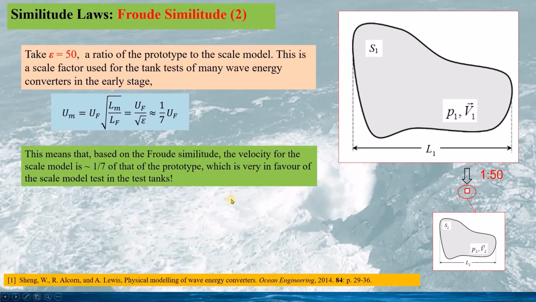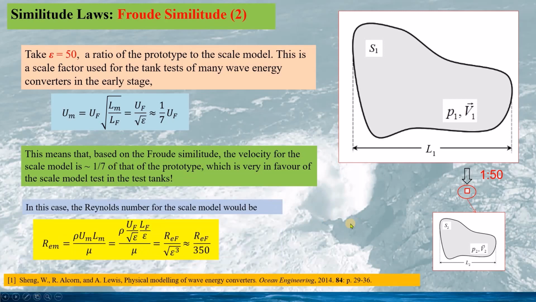So this means, based on the Froude similitude, the velocity of the scale model is about 1/7 of that of the prototype. This is very much in favor of the scale model test in the test tanks because we have smaller velocity. And based on this, we can calculate the Reynolds number for the scale model, Re_m, defined as this, and use the scale ratio for the velocity and the length. We got the expression as this.